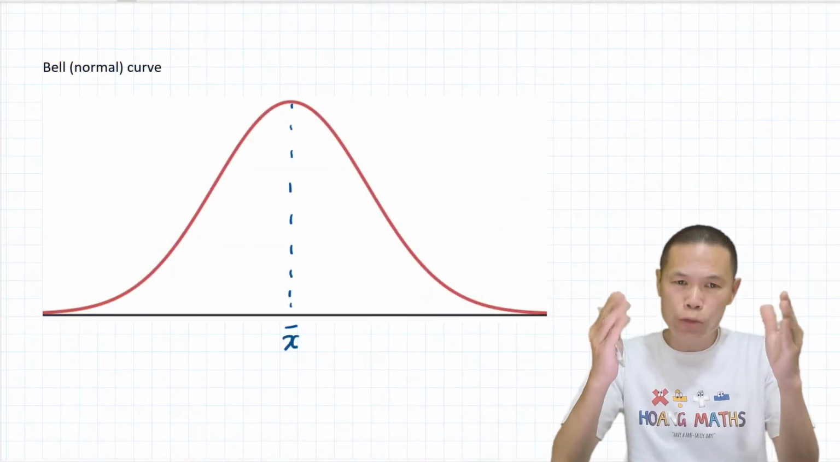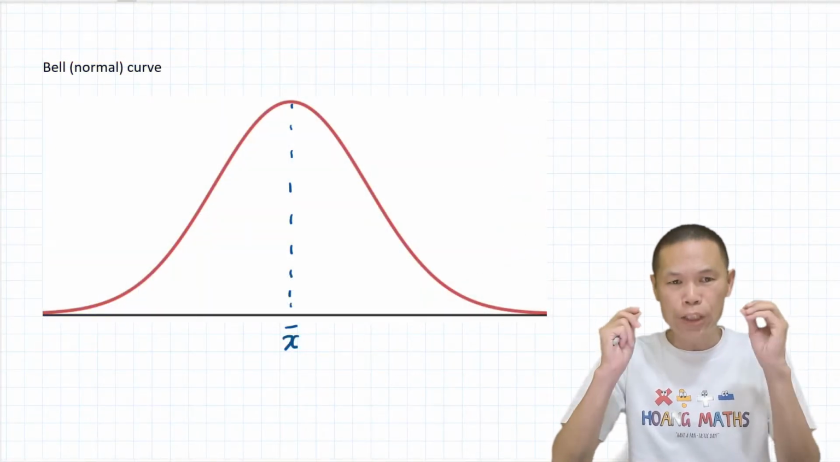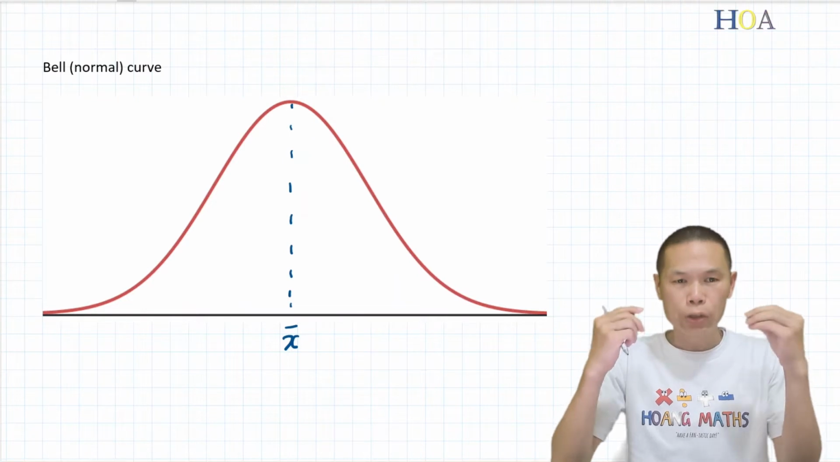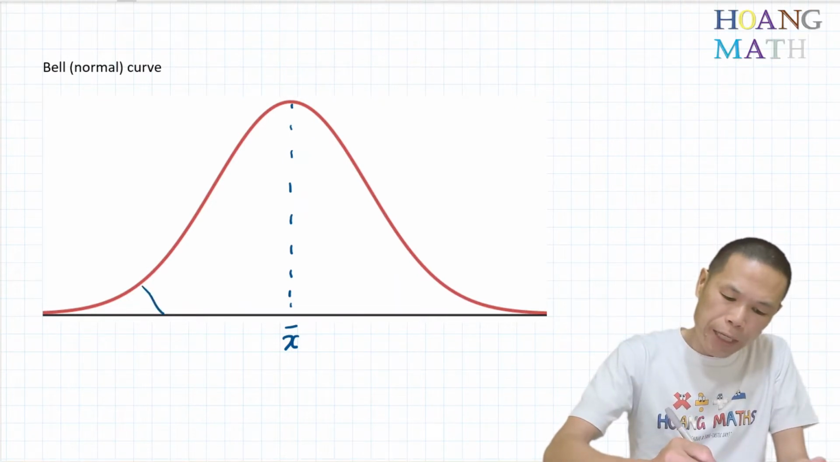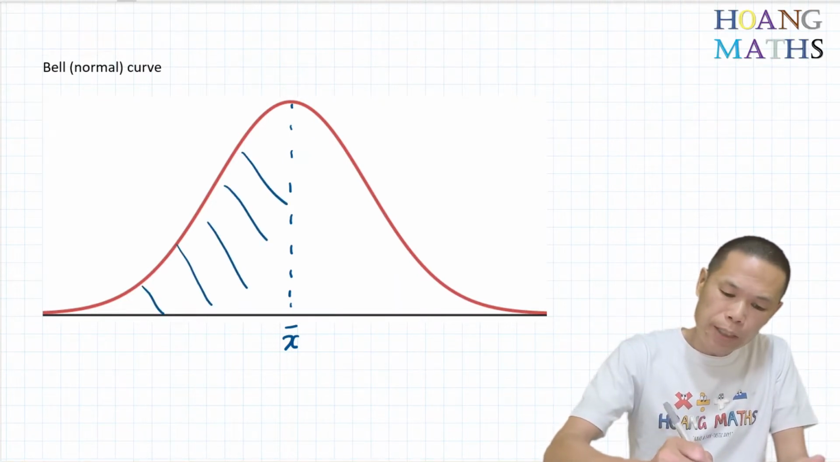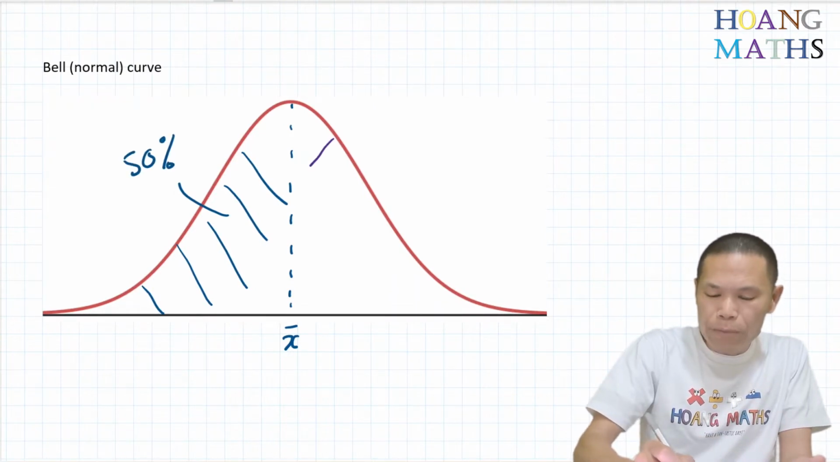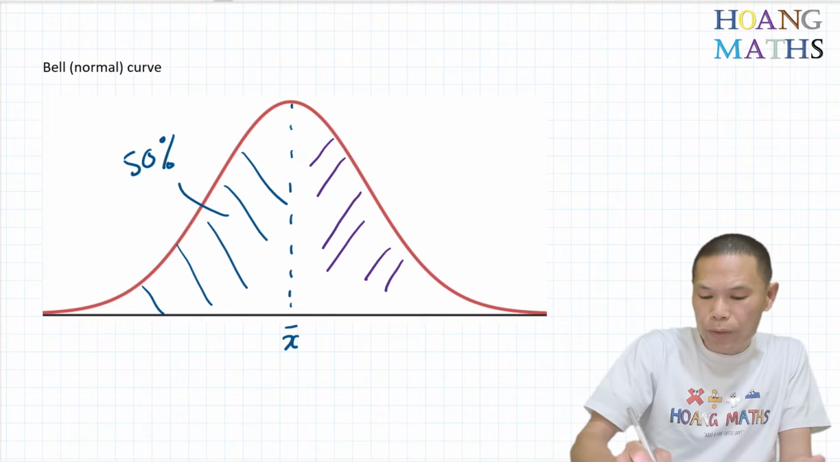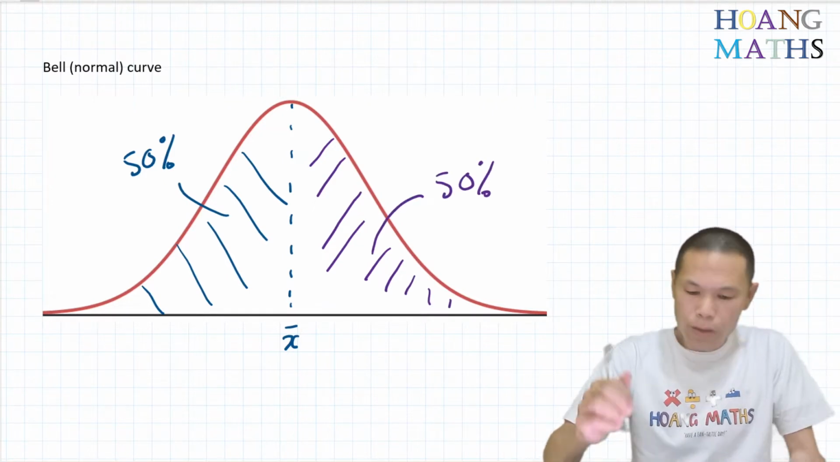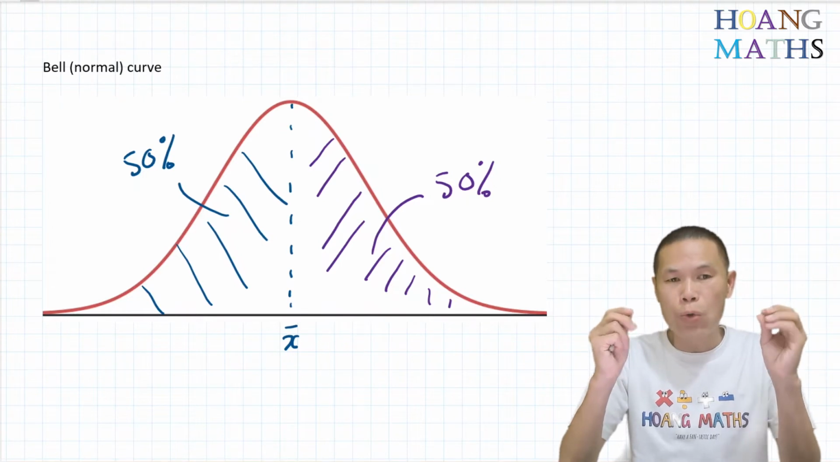For normal distributions, the curve is symmetrical about the mean. So this means that on this side here is 50% of the data, and 50% of the data is on this side, because it is symmetrical about the mean.